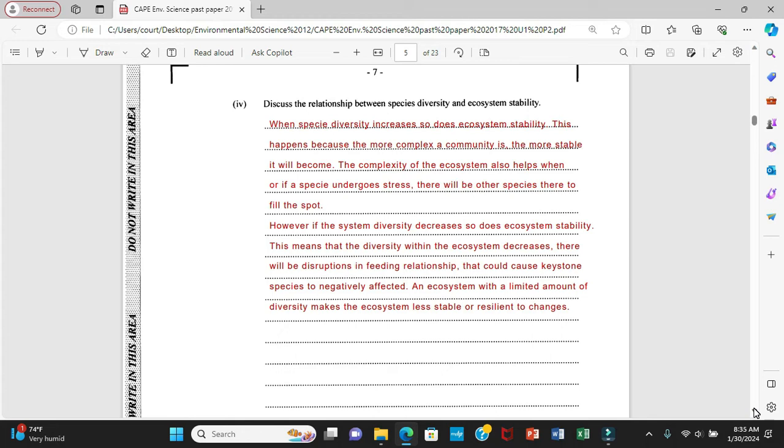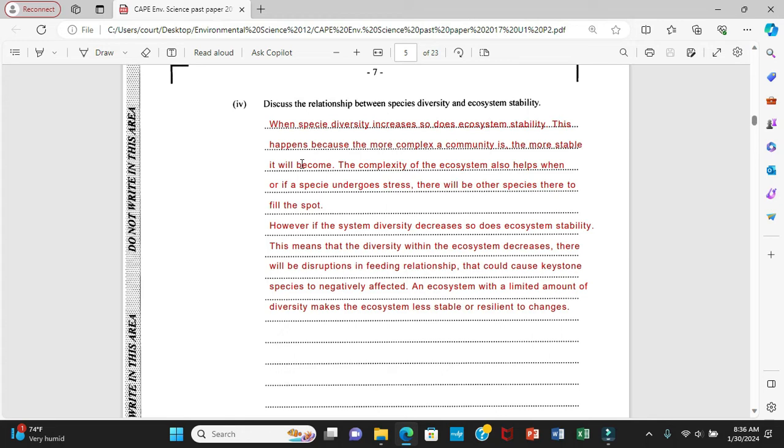So, also, as it mentioned here, it mentioned the food chain. So, for example, the importance of the food chain is to pass on energy from one organism to the next, right? So, if there is more than one plant, for example, if one plant dies out, there will be another plant that the animals can feed on. So that ecosystem will be stable.